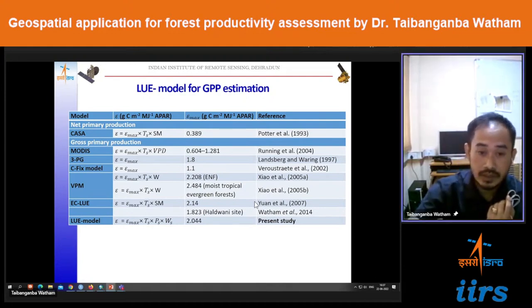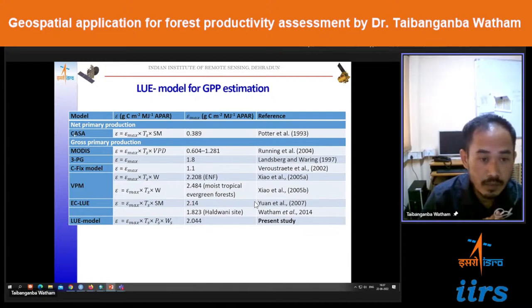So here, what we have seen are some of the commonly used models which you might have come across, like the CASA model, which gives us the net primary productivity.